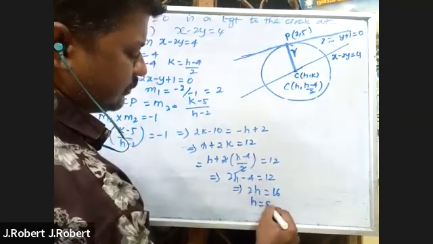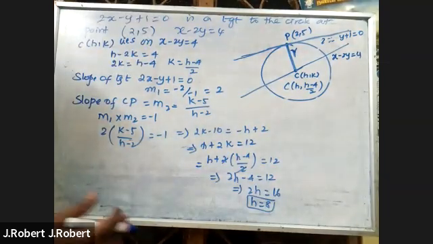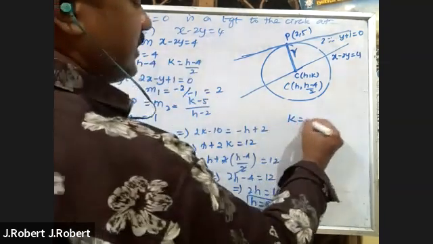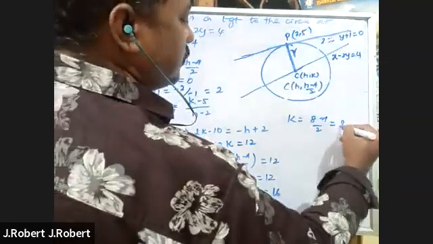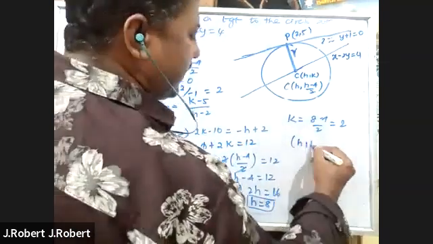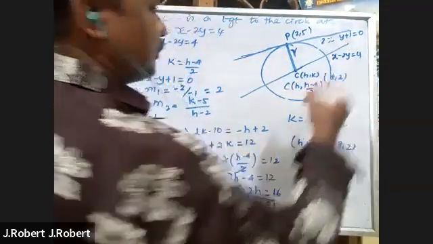Your h equals 8. So h is found to be 8. Now we can easily find the center. k equals h minus 4 by 2, 8 minus 4 by 2, which equals 4 by 2, that is 2. So h comma k equals 8 comma 2. So the center is 8 comma 2.